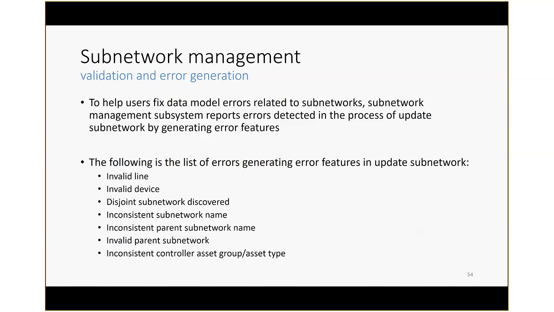Meaning, for some reason, after I created something as a controller, I changed the asset group or asset type of that specific feature. Well, the system allows you to do that. You could create attribute rules, a constraint rule to block that, but we will detect it during update subnetworks if we discover what was stored in our subnetworks table is out of sync with the actual feature.